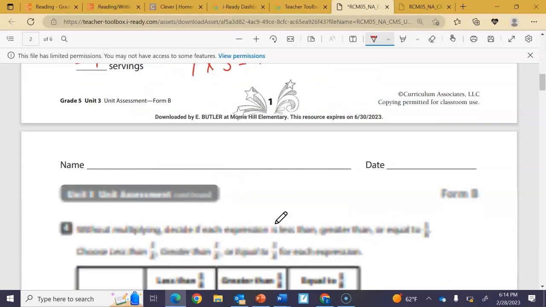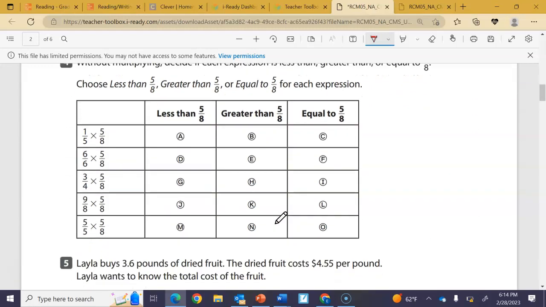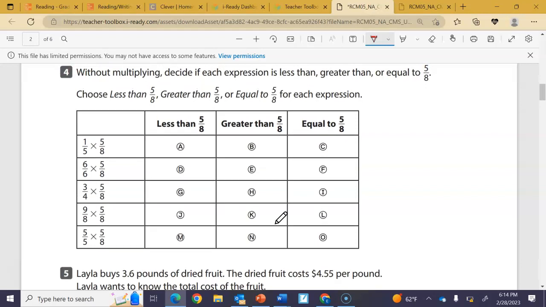All right. We're going to move on to number 4 now. So number 4 says, without multiplying, decide if each expression is less than, greater than, or equal to 5/8. So you don't have to show any work for this, but I do want you to think logically about it. Okay? So I'm going to show the work after you have paused the video and tried it yourself. But remember, you are trying not to show the work. You have to think logically about it. All right?